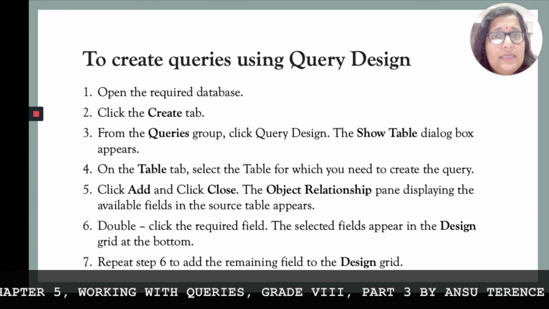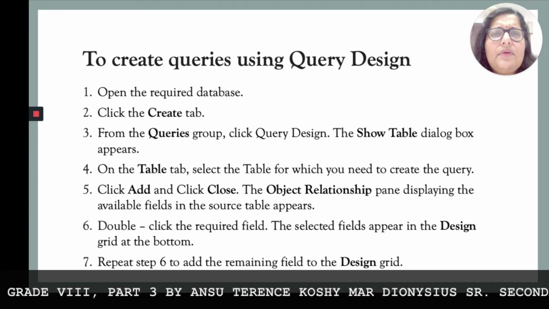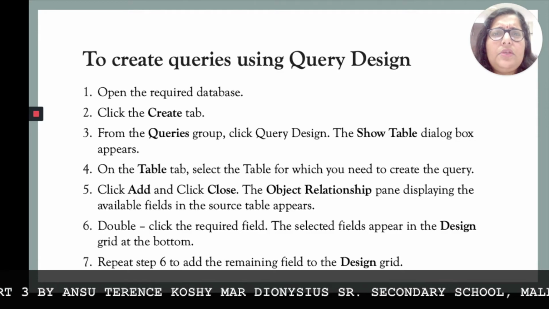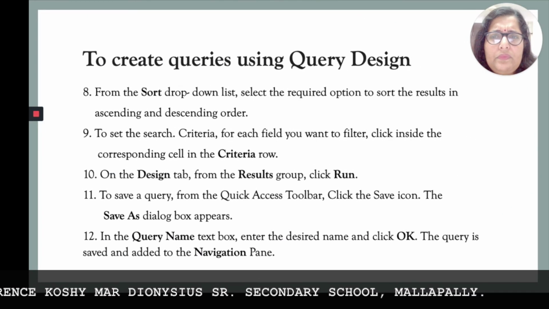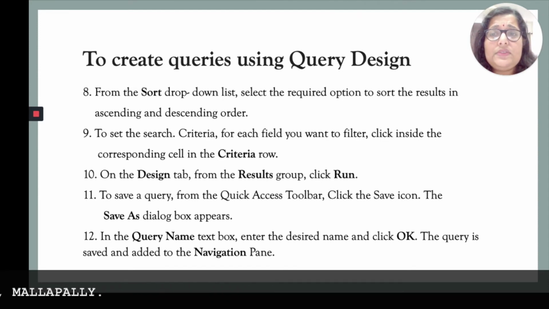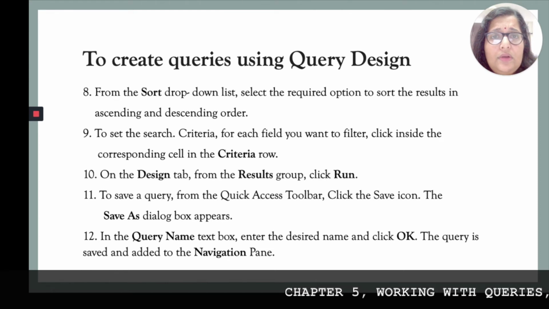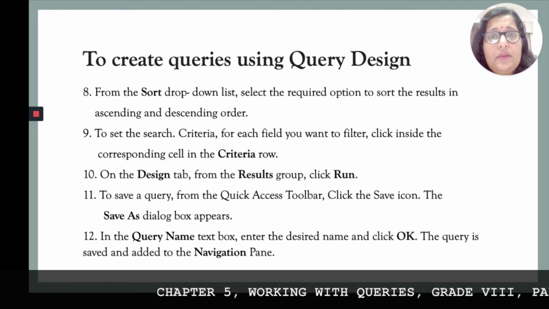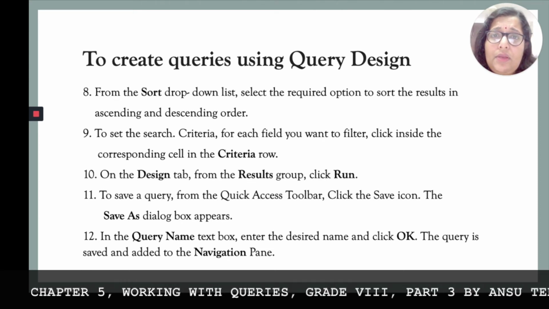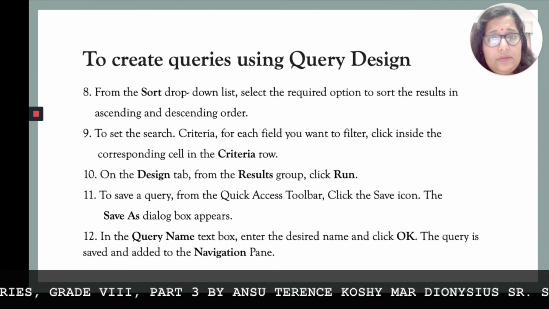Here you are designing your query. So if you don't want anything else, you can remove whatever headings that you don't need to add into your grid. From the Sort drop-down list, select the required option to sort the results in ascending and descending order. Then you can use the Sort option to sort the results that you have got. If you want it in a particular order, you can do it in the ascending one. If you want it in the opposite one, you can do the descending order.